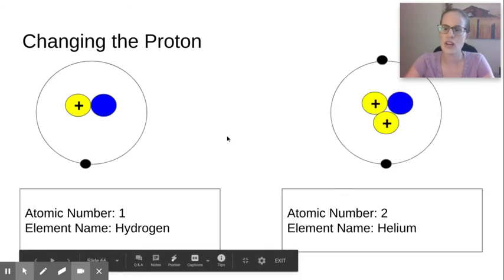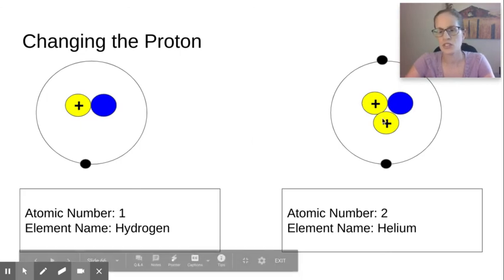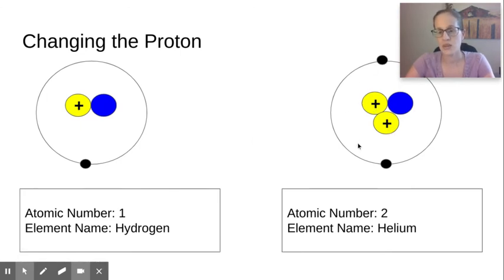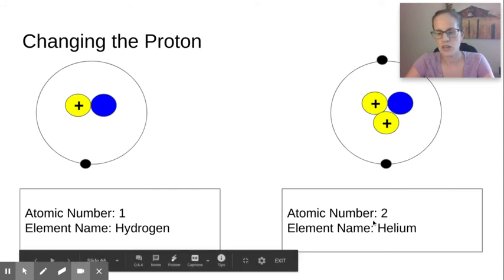So what happens if we have two protons? So now we've got two protons. You also see that you have two electrons, but you still just have one neutron. But since we've changed the number of protons, we changed the atomic number and we changed the element. So now this atom is a helium atom.